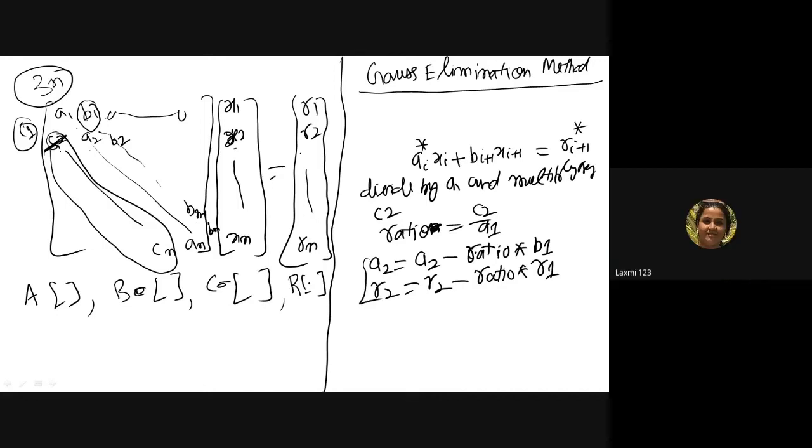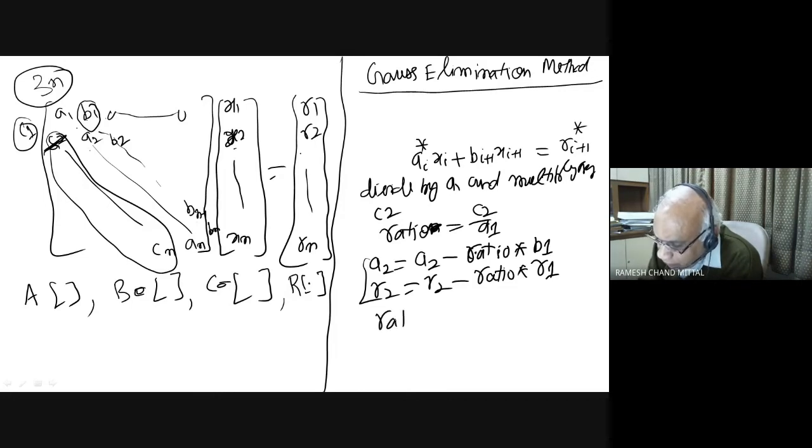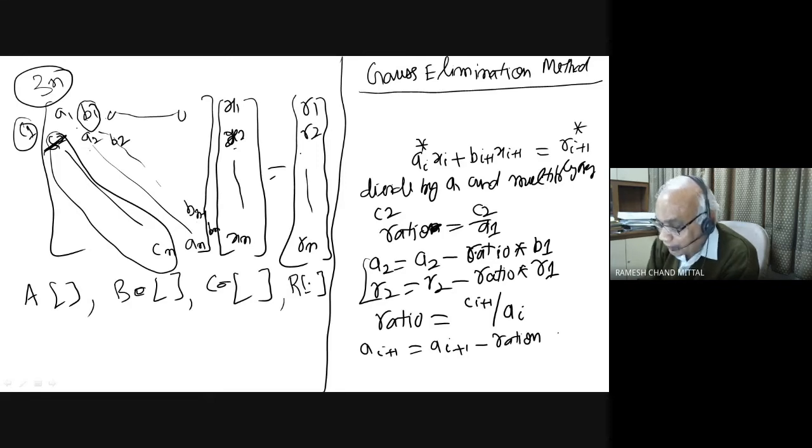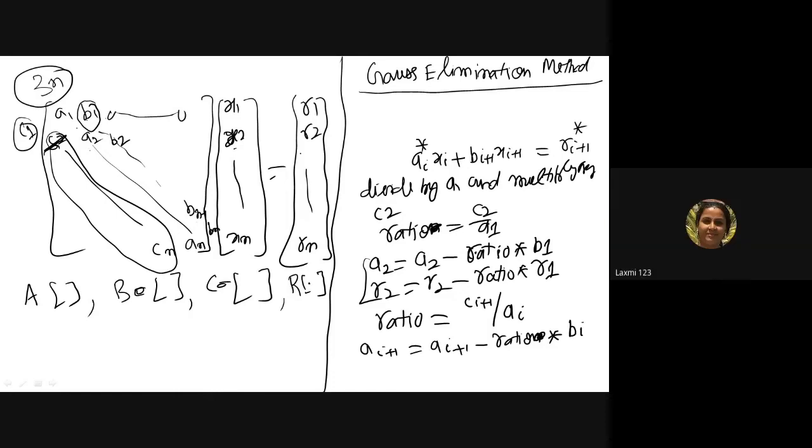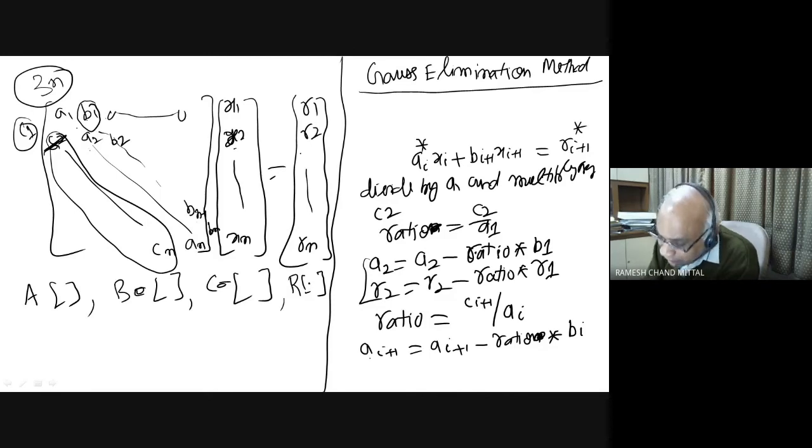So what I say is that I defined something called ratio, which is nothing but Ci plus 1 divided by Ai. And then my Ai plus 1 will be nothing but Ai plus 1 minus ratio, Ci plus 1 I am writing, so ratio into the upper element Bi. Right? Similarly, my Ri plus 1 is equal to Ri plus 1 minus ratio into your Ri.